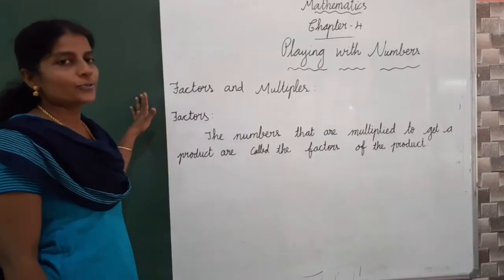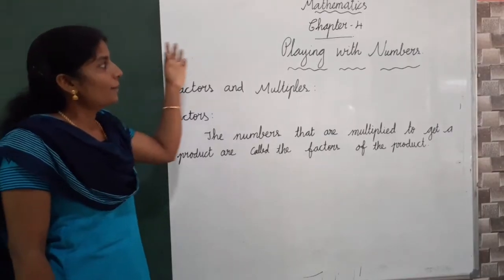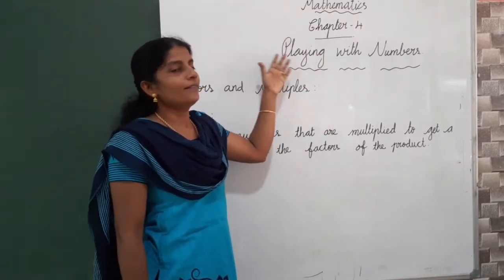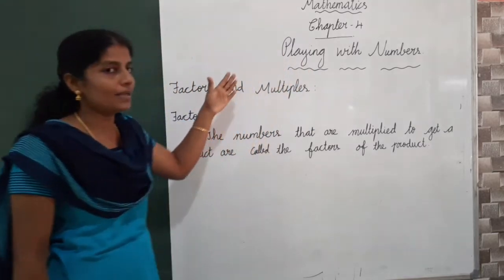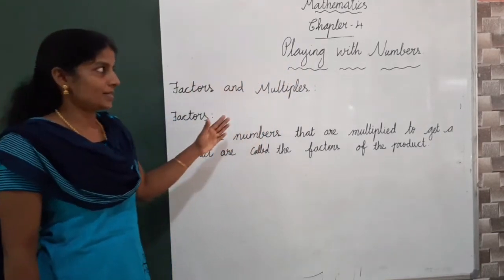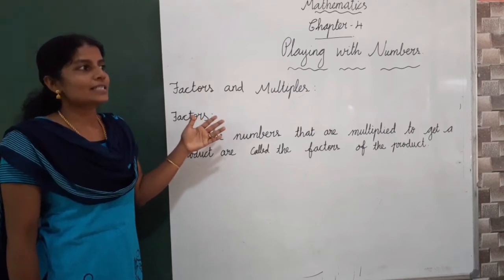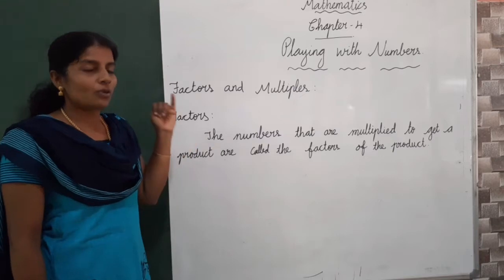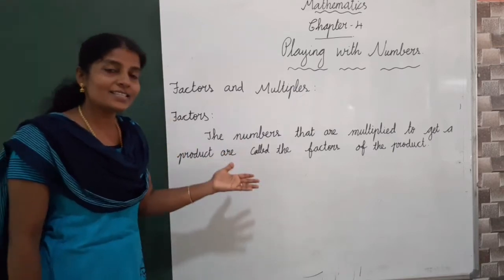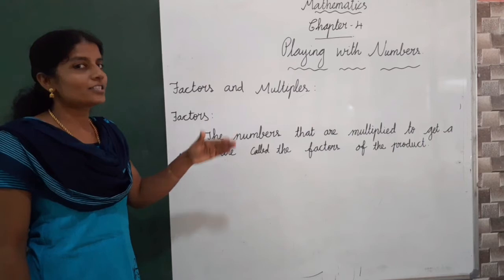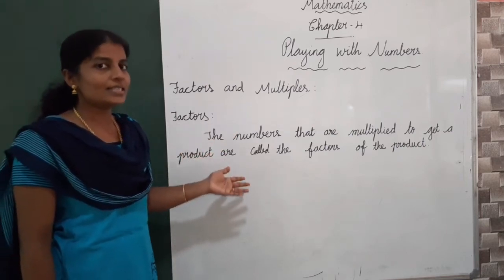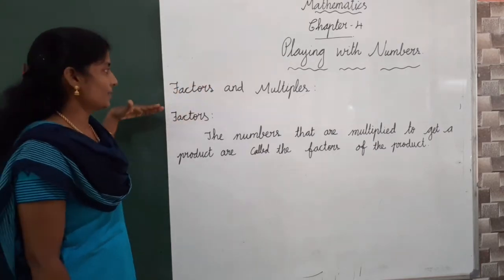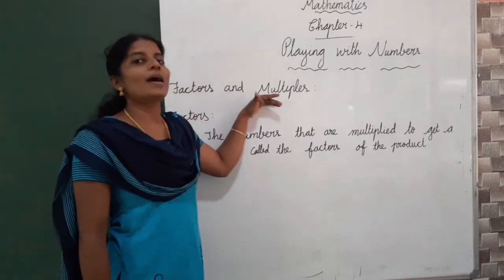Okay students, today we are going to study about playing with numbers. Chapter 4, playing with numbers. Already we have learned some numbers. What are the numbers? Natural numbers, whole numbers, integers, positive integers, negative integers, etc. Today is playing with numbers, factors and multiples.